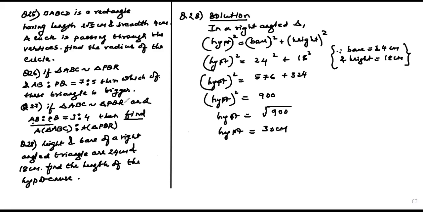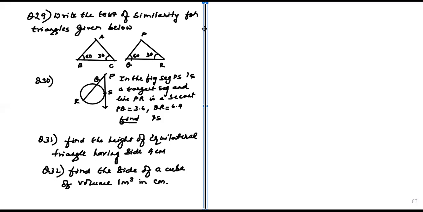Now we move on to question number 29, children. Question number 29. Children, very easy sum. I told you these are 1 mark questions, children. Very easy to answer. Write the test of similarity for the triangles given below. Don't we agree in this triangle ABC and triangle PQR, angle B and angle Q are congruent? You can say both are 60 degrees. Angle C and angle R are congruent. Both are 30 degrees. So whenever you see two angles of one triangle are congruent to two angles of the other triangle, we can say they're similar by a test of similarity. They want you to just write the test of similarity. You just write it down.